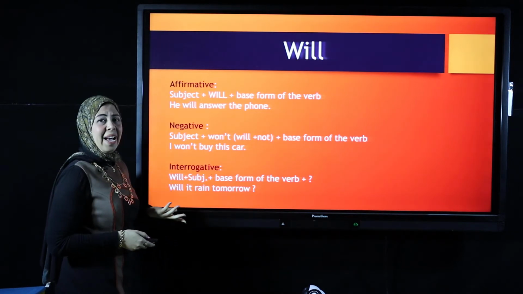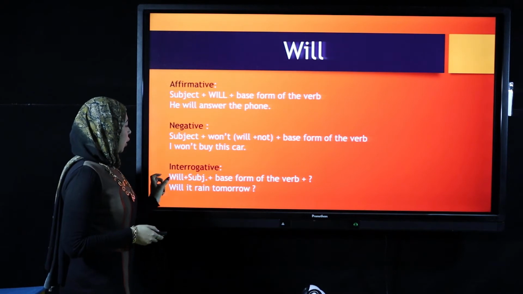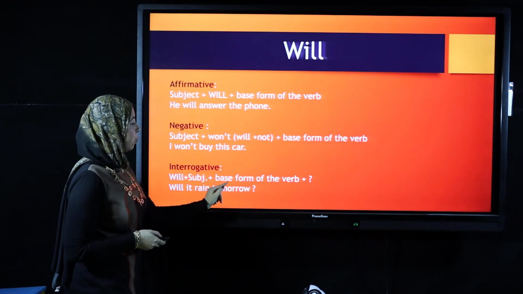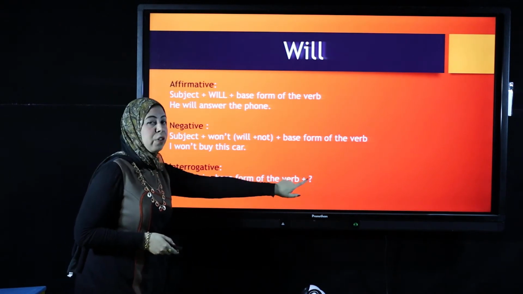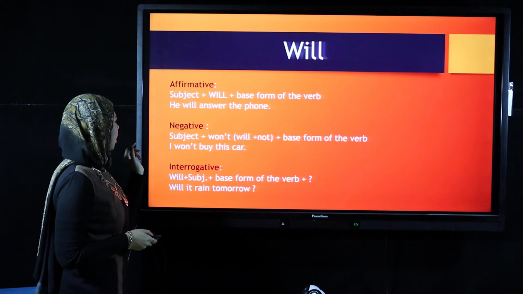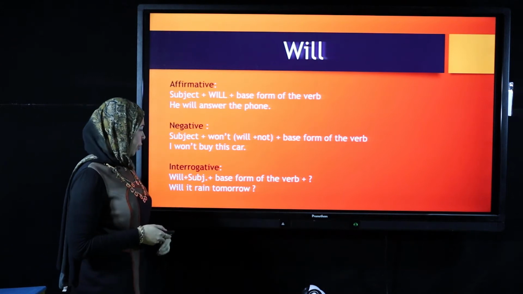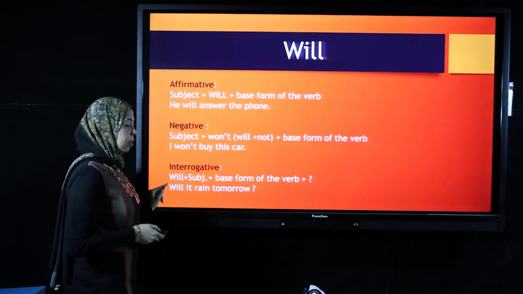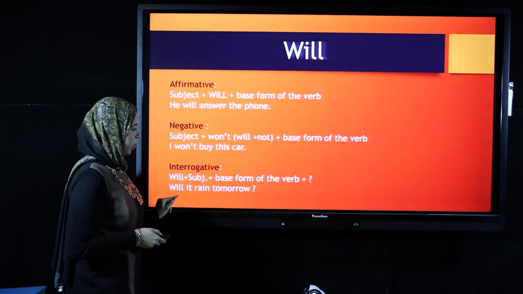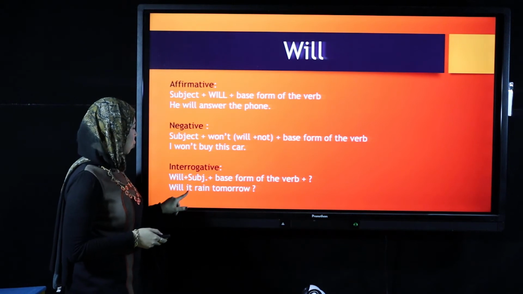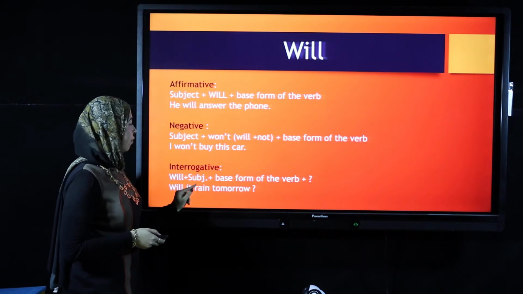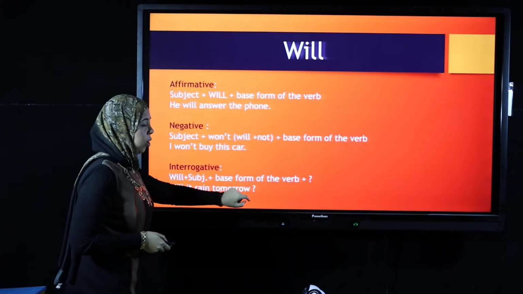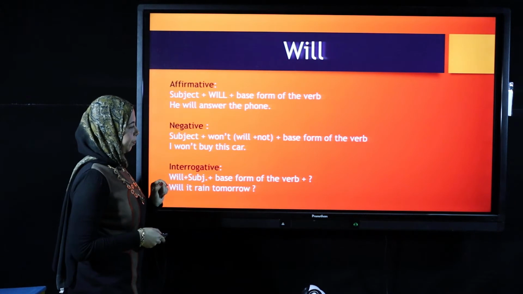Now, how to ask? If we want to ask, we should have will, then the subject, then the base form of the verb, then we should have the question mark. Like when we say, will it rain tomorrow? Actually, we started will with a capital W because we are starting a question. After this, we have the subject, which is it, then we have the base form of the verb, which is rain, then we have the question mark. Please don't forget it in the question.